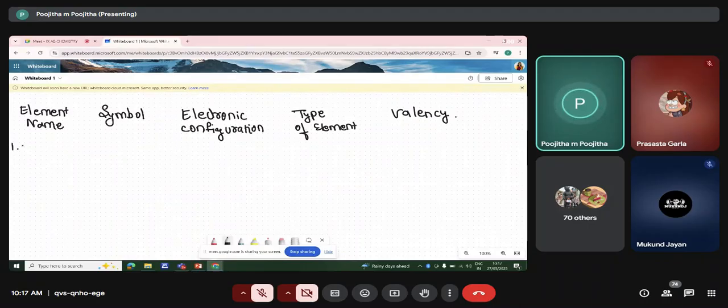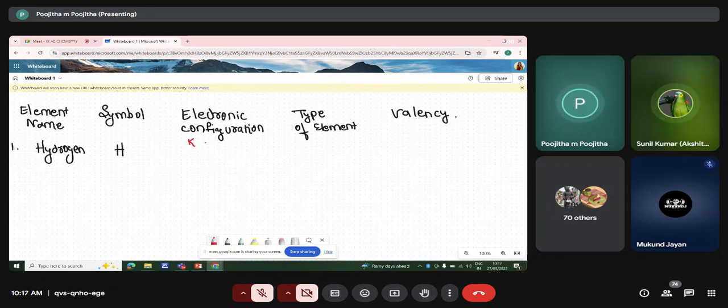So first element, hydrogen. What is the symbol for hydrogen? H. So hydrogen, the first element, means atomic number is 1. So electronic configuration is just 1. Last year, you learned electronic configuration, the distribution of electrons in K shell. This is just for your reference. I'm writing K shell. Otherwise, also you can just write 1. That is also fine.